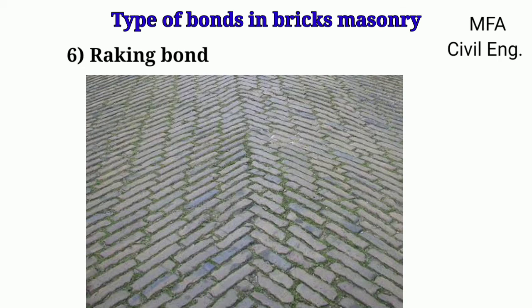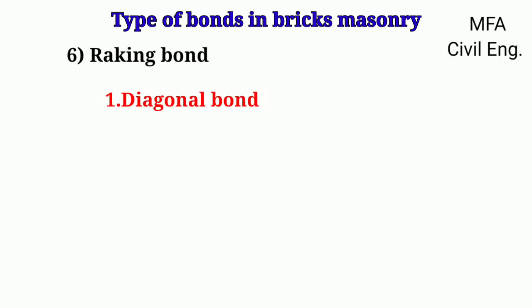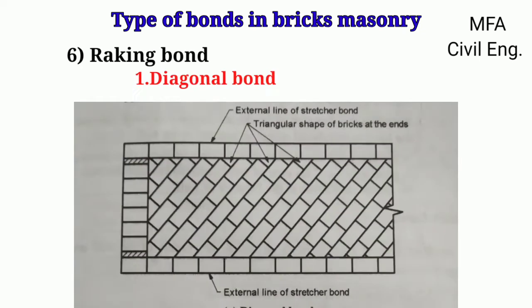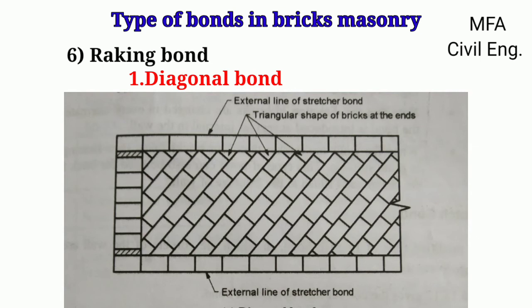Racking bonds are of two types: diagonal bond and herringbone bond. In the diagonal type of racking bond, the bricks are laid at an inclination of 45 degrees in such a way that the external end and corner of a diagonal course remain in contact with the external line of a stretcher. At the end of a diagonal course, bricks are cut in a triangular shape and suitable sizes by the mason with the help of a steel trowel, and these bricks are packed at the end of the diagonal course.